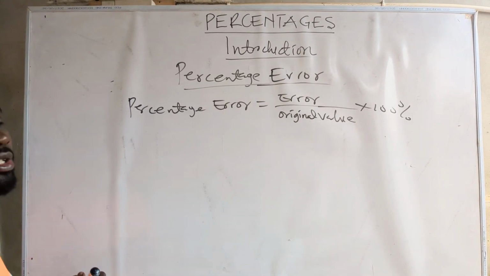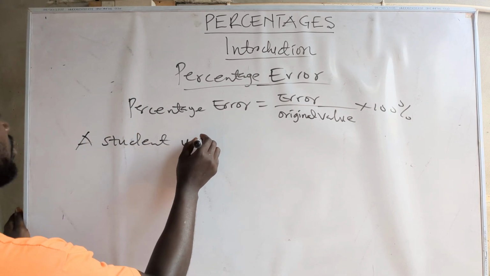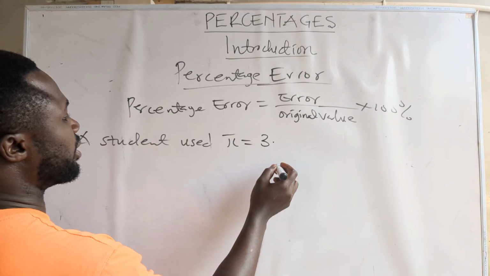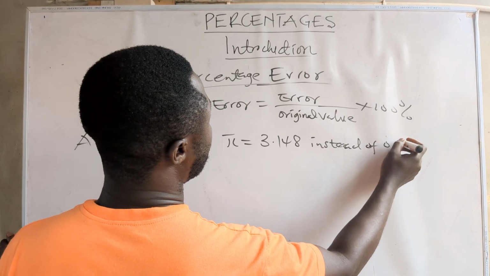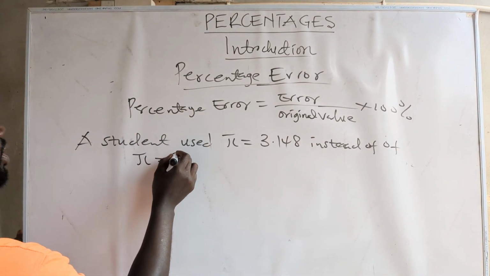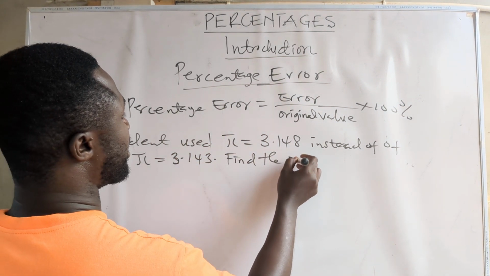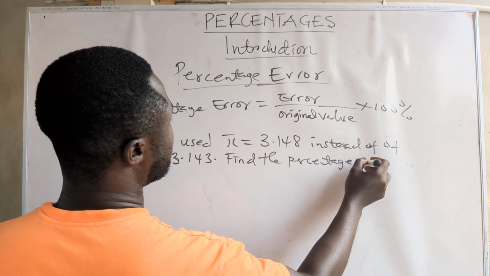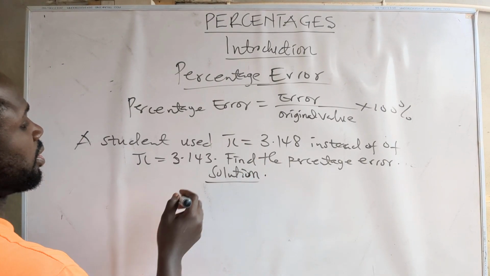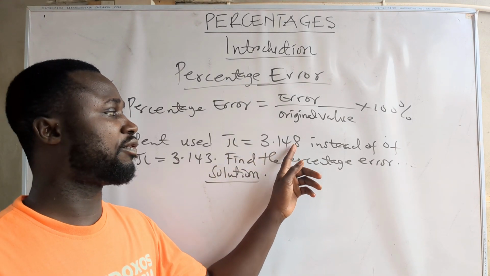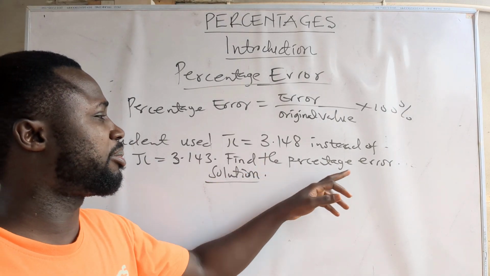Let's look at this particular question. A student used pi as 3.148 instead of pi equal to 3.143. Find the percentage error.